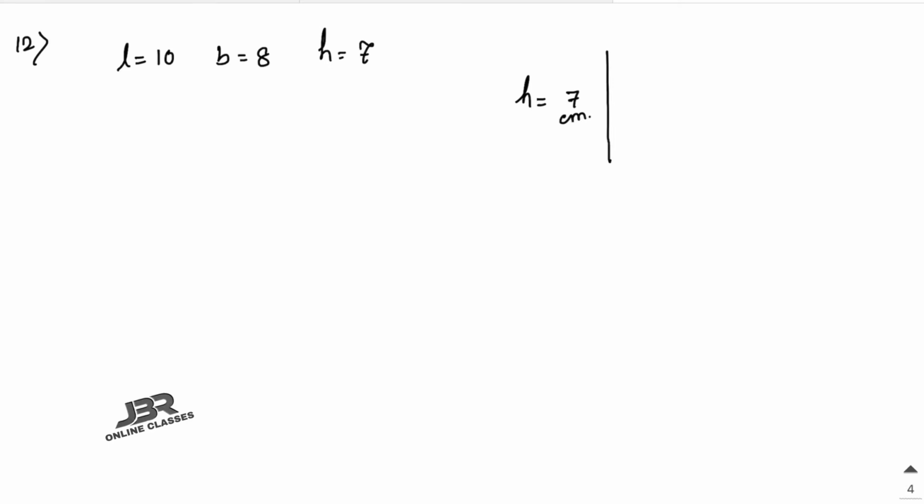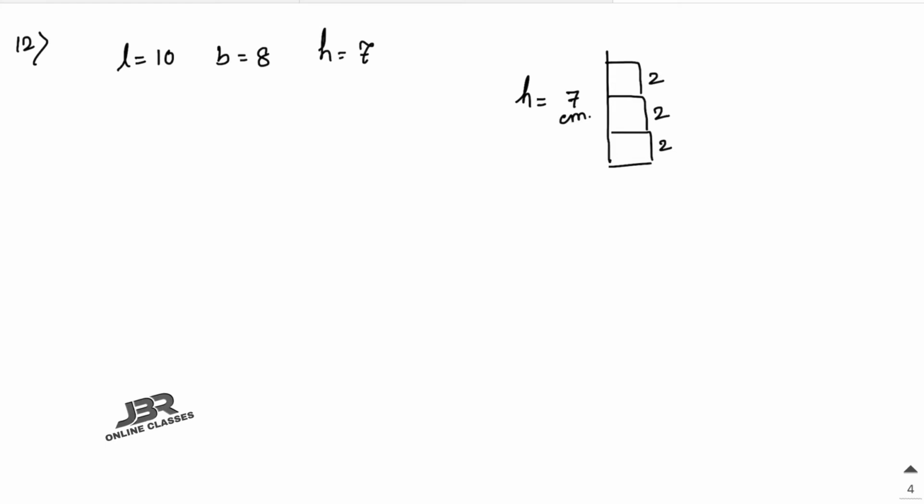So in 7 centimeter, you can put a 2 centimeter cube, again a 2 centimeter, and again a 2 centimeter. That means 6. You can put only 3 cubes in that box, because the height of each and every cube equals 2. So your answer will be 3.